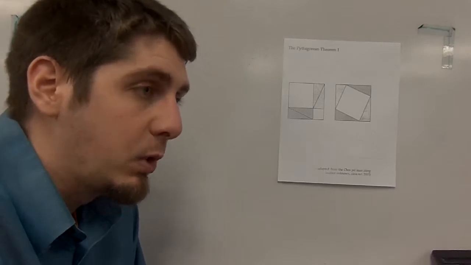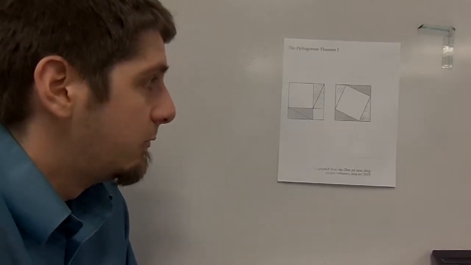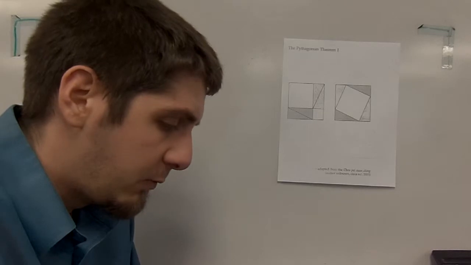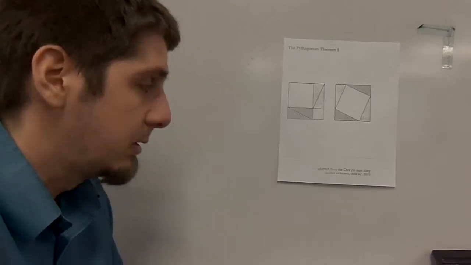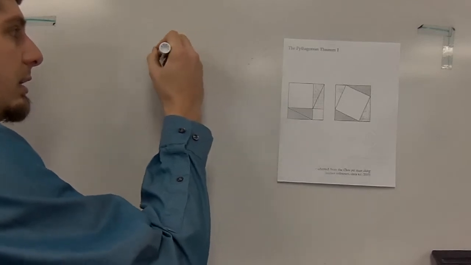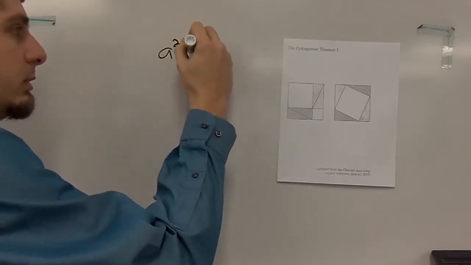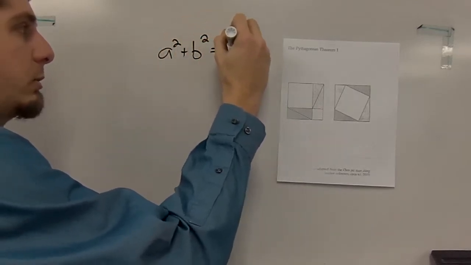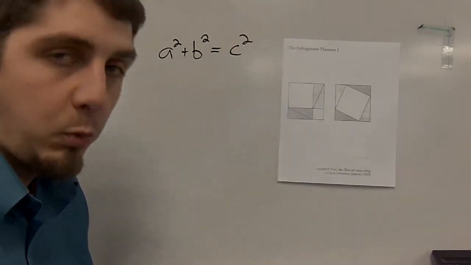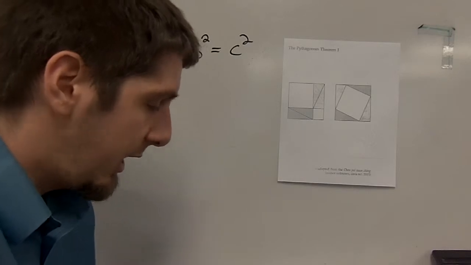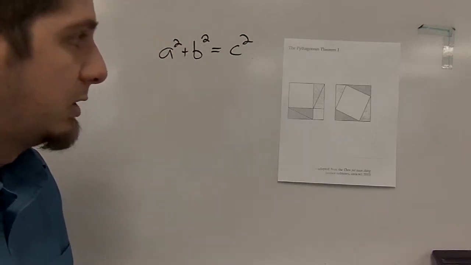Today I just wanted to show a visual proof of why the Pythagorean theorem works, showing you that yes, this a squared plus b squared equals c squared formula for right triangles does in fact work. A squared plus b squared does actually equal c squared.